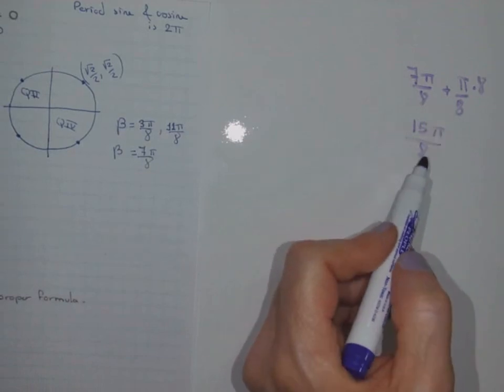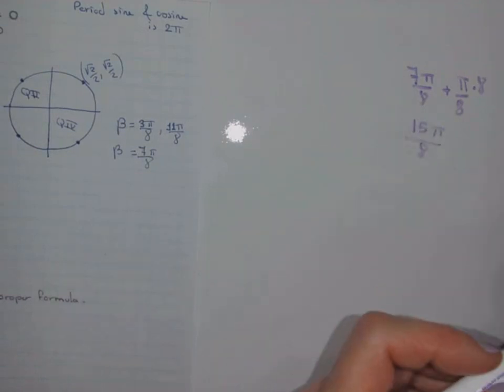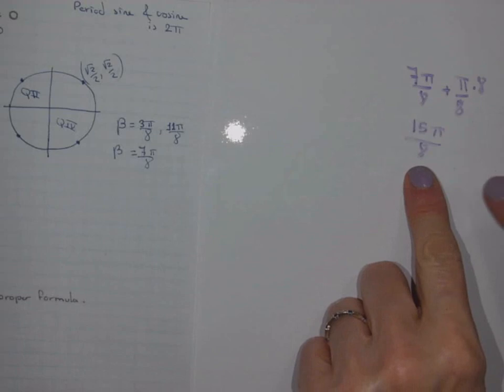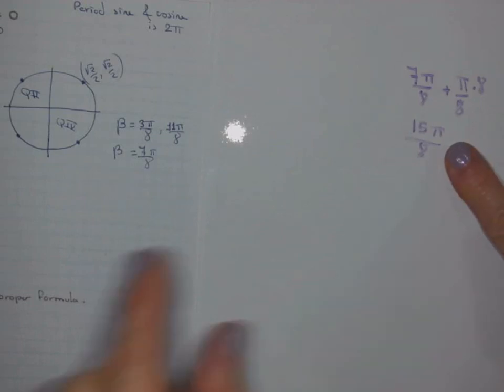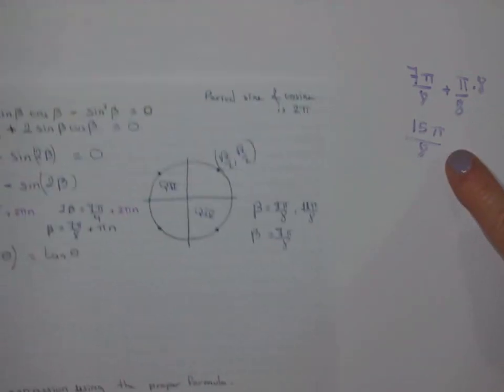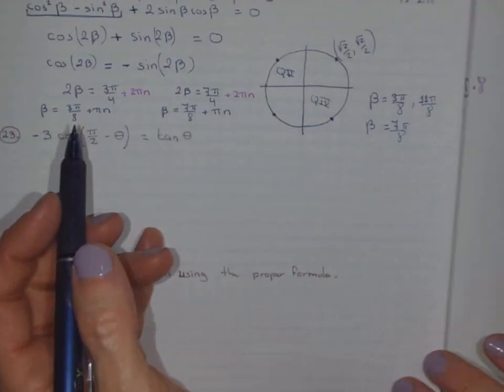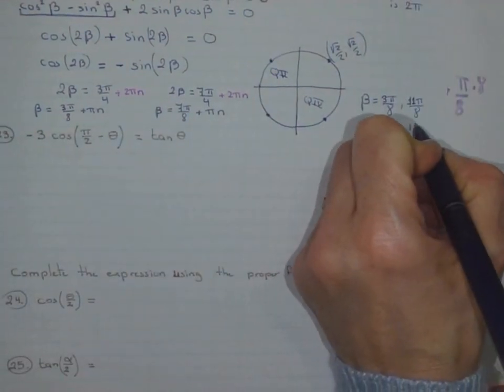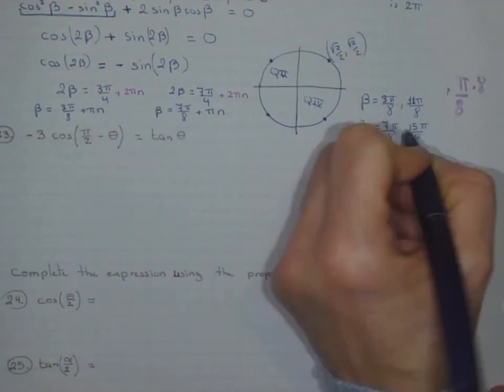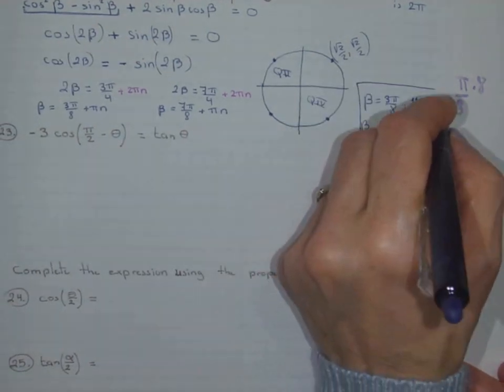Well, 16 pi over 8 will be our 2 pi, right? That's our limit. So we're still below the limit, but we already know that the next one will be above, so we can stop, right? But this one is still there. So 15 pi over 8 is also one of my angles. And so those will be all our solutions.